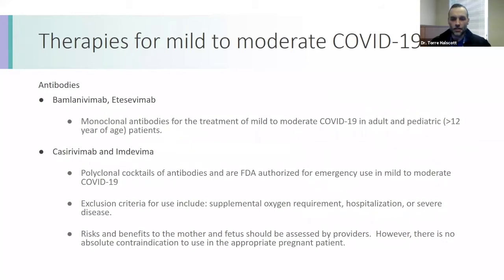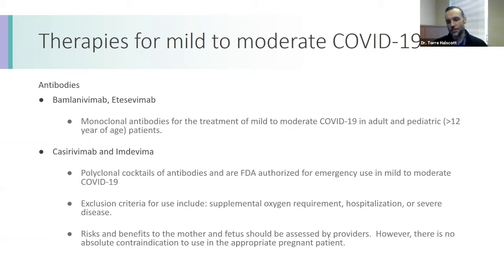Mild and moderate outpatient therapies that are available are a couple antibody cocktails and some monoclonal antibodies, all of which I will not try to pronounce, but if anybody can, kudos to you. These are available for patients who are outpatient, so people not requiring admission. They haven't reached that level of severity yet, and there may be some evidence that it may be appropriate for those patients.